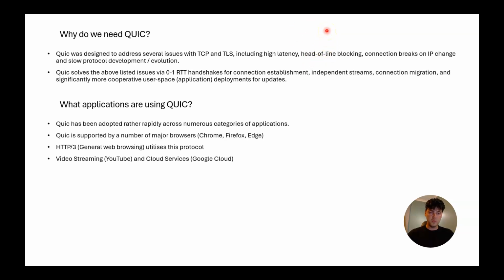delivery location is available. Connection breaks on IP change is sort of referring to, say we had a TCP connection on a mobile phone and the phone was on Wi-Fi, and then we walked out of range, or we disconnected from Wi-Fi and we changed to a cellular network. The change of an IP address or the change of a port number would drop our connection.